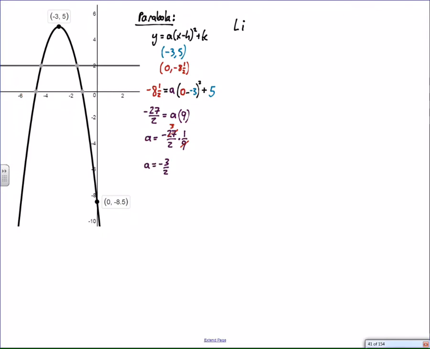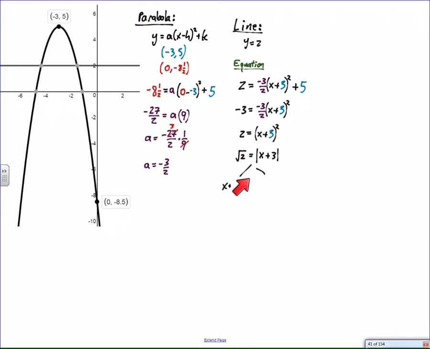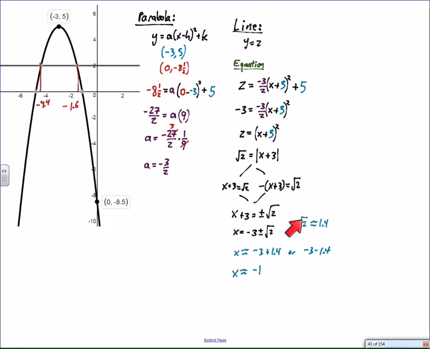The line here is y equals 2, so the equation represented by this graph is the line is equal to the parabola, and I solve using the same techniques as before. So don't forget, we unpeel the layer, so we subtract 5 from both sides. We multiply by negative 2/3 on both sides, giving us 2 here. Square root both sides, separate the absolute values, and recombine. Finally, you estimate those values based on your knowledge of known square roots.